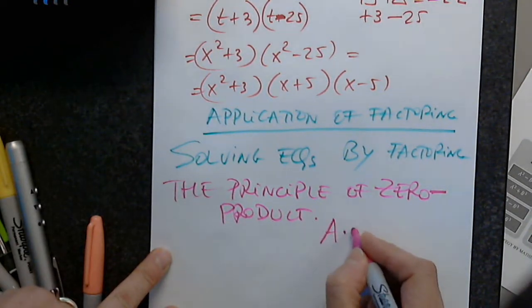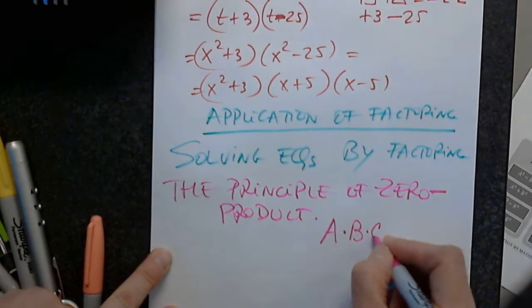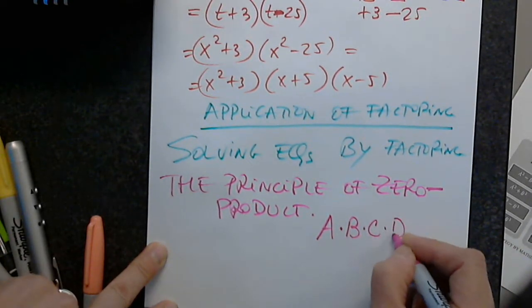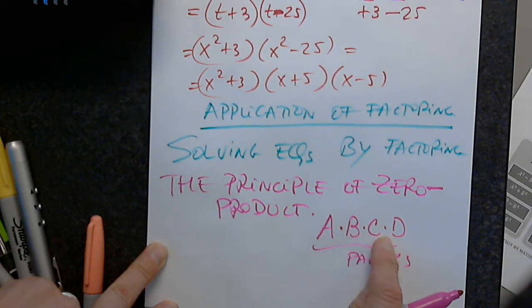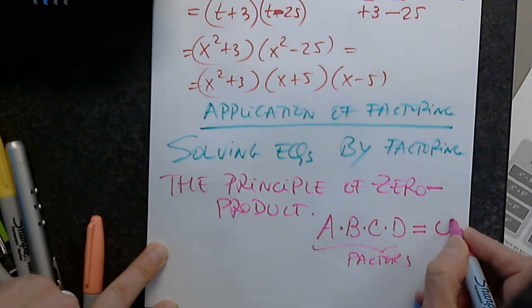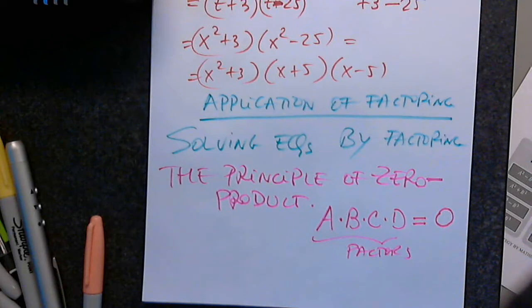Well, let's say I have two factors. Or you can say maybe 3, or maybe 4. Whatever number of factors. Factors means they are all multiplied, set equal to 0. So if I have 2 or more factors set equal to 0, how many solutions will this equation have? A could be 0, that's the first solution. B could be 0, that's the second solution. C could be 0, that's the third solution. Or D could be 0, and that's the fourth solution.